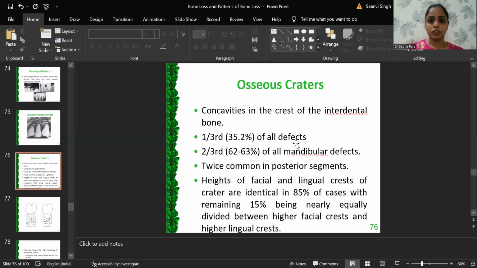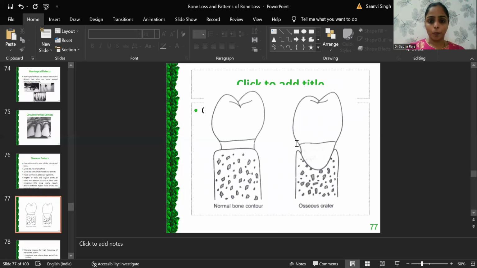Osseous craters are concavities in the crest of interdental bone. One third of all defects are osseous craters, and two thirds of all mandibular defects are osseous craters. They are twice as common in posterior segments. Heights of the facial and lingual crest of the crater are identical in 85% of the cases, with the remaining 15% being nearly equally divided between a higher facial crest and a higher lingual crest.